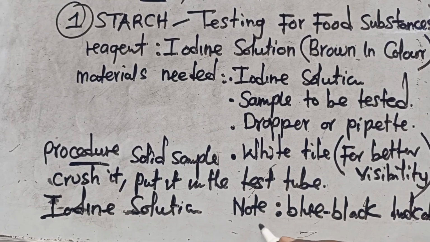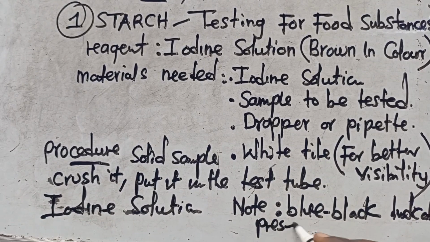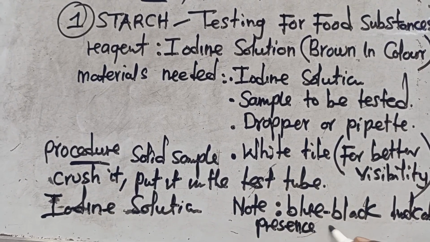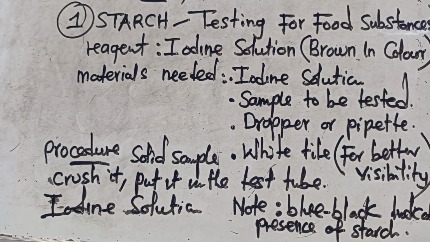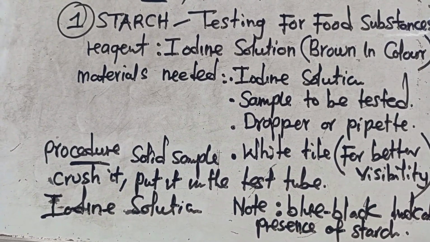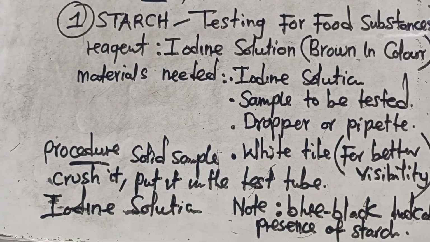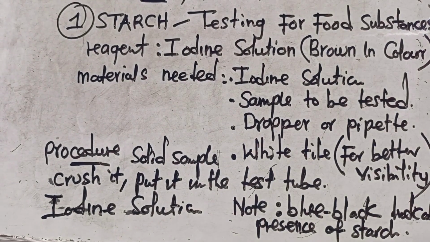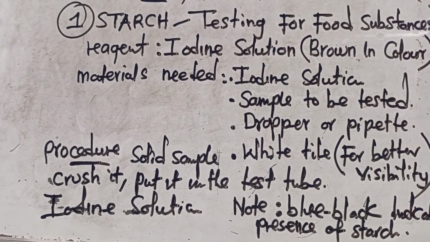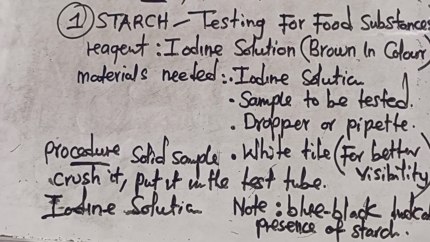It gets to indicate presence of starch. So we get to talk of presence of what? Presence of starch. This is what you need to know. And if there is no color change, the solution remains brown, it indicates that the starch is not present. So I guess we are getting certain things here. This is what you need to know. This is testing for starch.